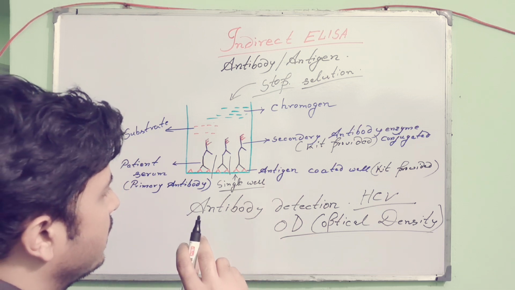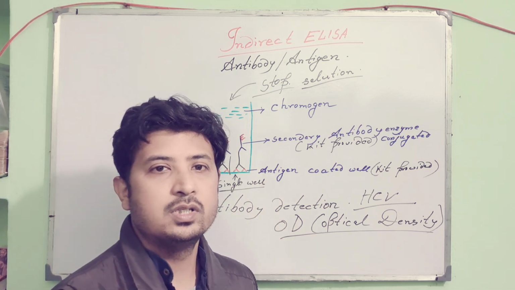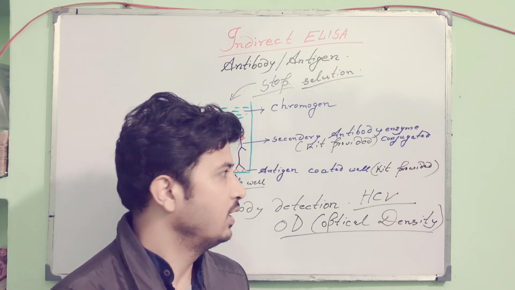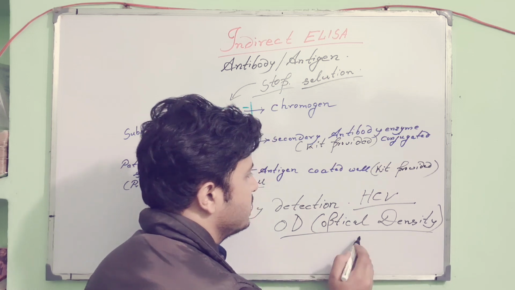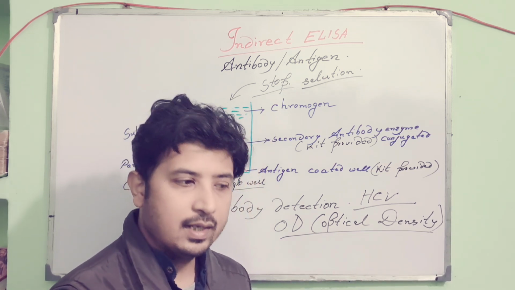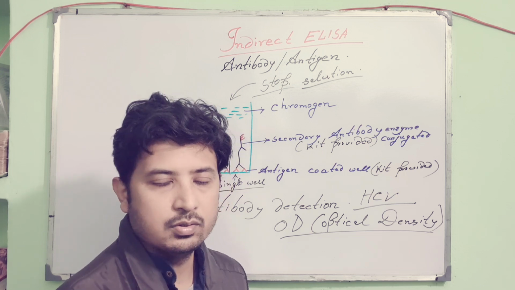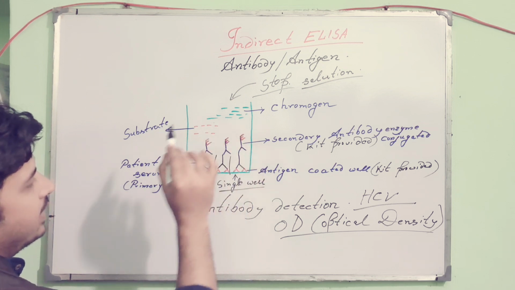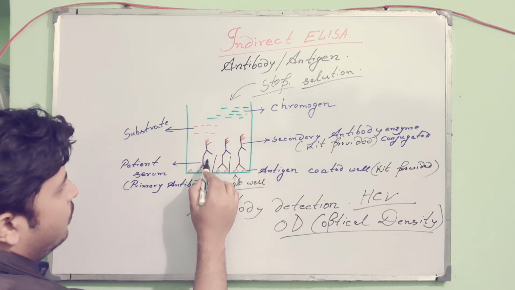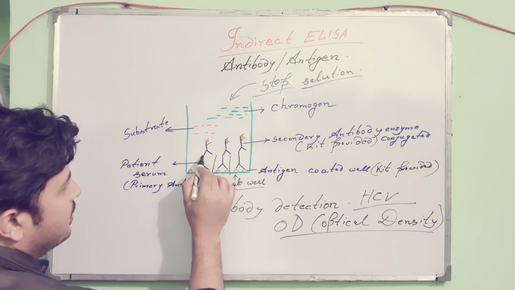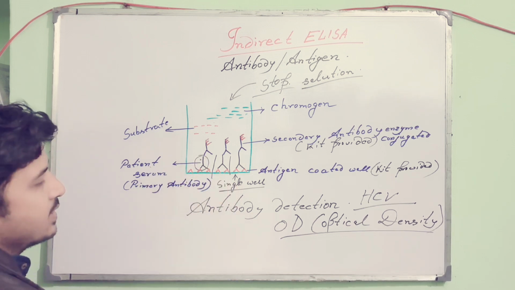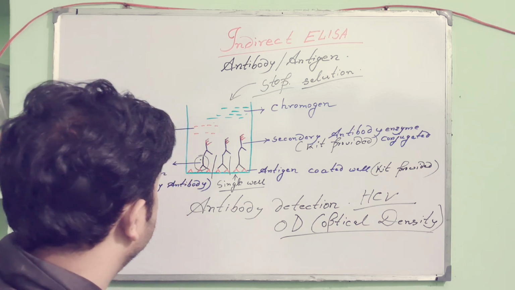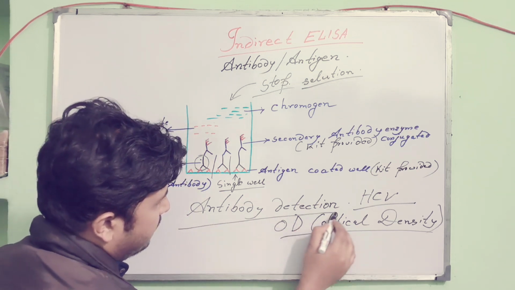So this color formation will tell you whether it is positive or negative, and visually you can say, but you need to go for an ELISA reader, and then measure the optical density for each well and compare it to the positive controls and negative controls to validate your experiment. So here, this indirect ELISA means that we are detecting the antibody which is present in the patient's serum. That's why it is called indirect ELISA. Okay, so antibody detection is complete.